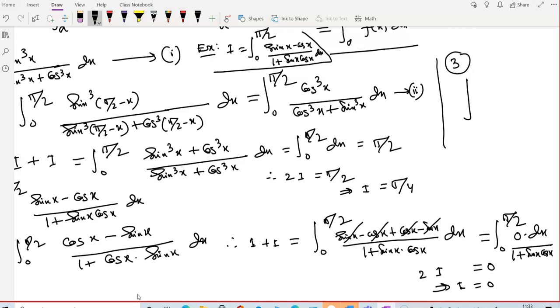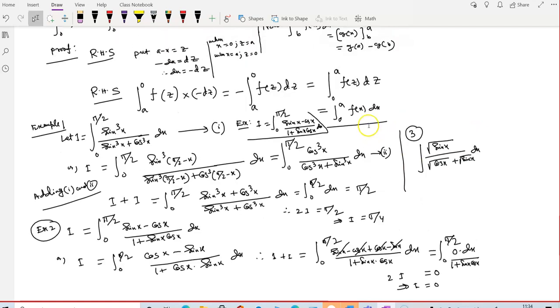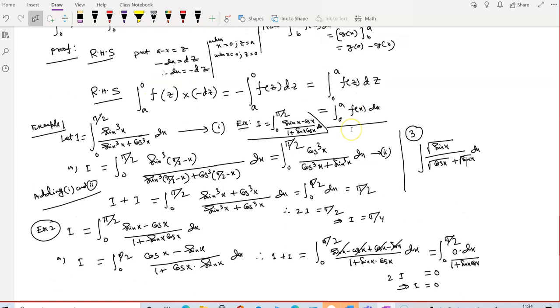That is, say, root sin x by root cos x plus root sin x. Similar problem, everyone can do it. You must try if you have learned a bit of the property number 3, that the integral from 0 to a of f(x) dx is the integral from 0 to a of f(a minus x) dx.